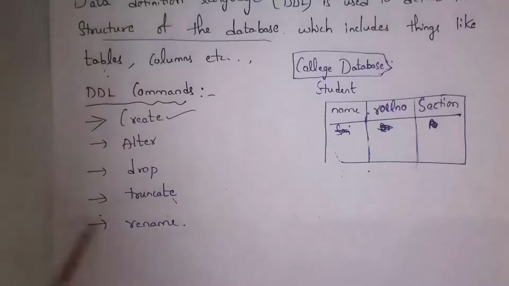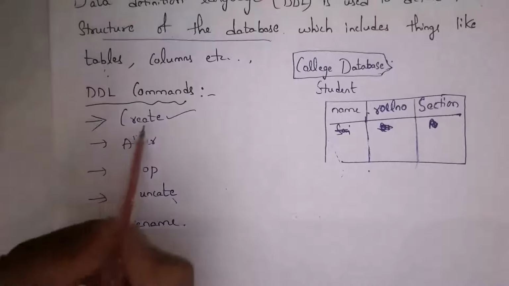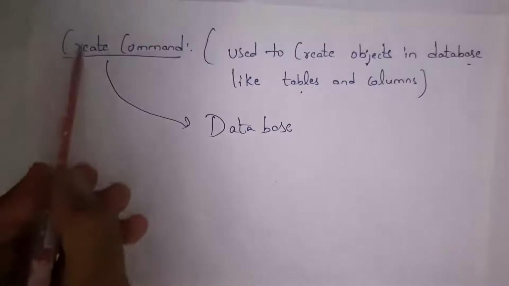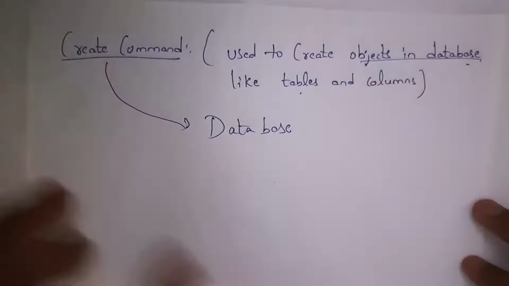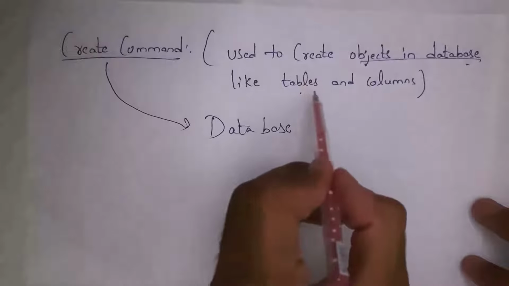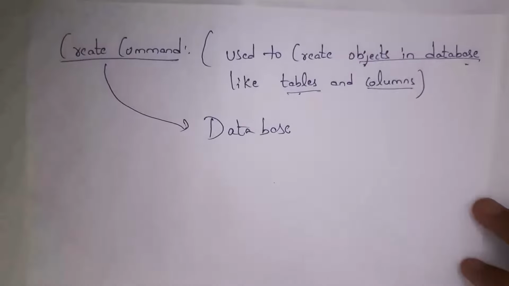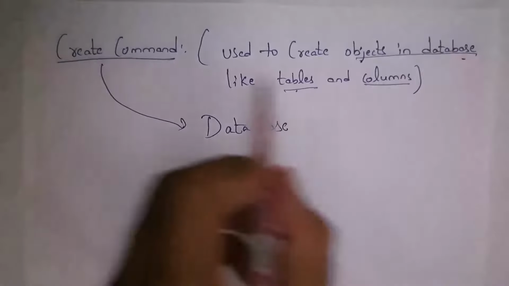These are various commands in data definition language. I will explain all these commands by giving examples. At first I will explain what is use of create command. By using create command, we can create objects in database. Objects are nothing but by using this create command we can create tables and as well as columns. Not only tables and columns, by using this create command we can also create database.